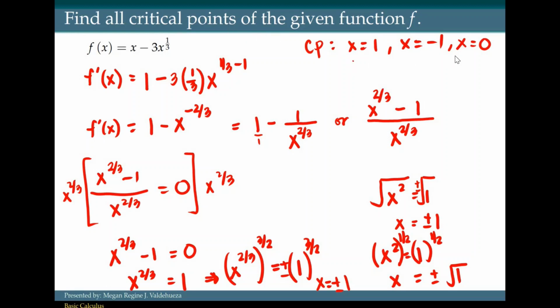So we have 3 critical points for this function. Two critical points from the derivative equate to 0, and 1 critical point where the derivative of the function does not exist when x is equal to 0.